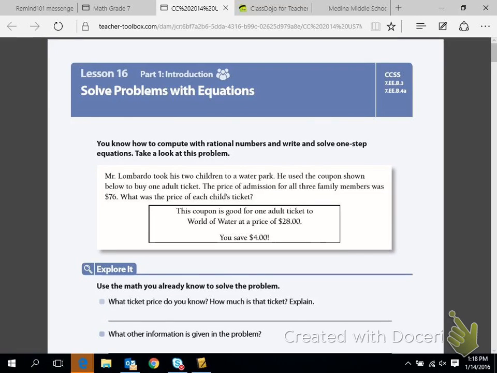This lesson is covering Lesson 16, which is solving problems with equations. We'll be looking at word problems and creating equations that can be solved from them. Starting with our first problem, it says, you know how to compute with rational numbers and write and solve one-step equations. Take a look at this problem.